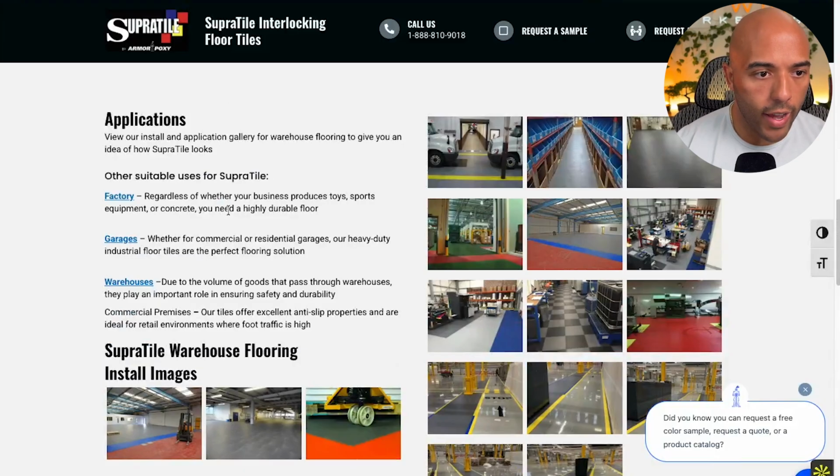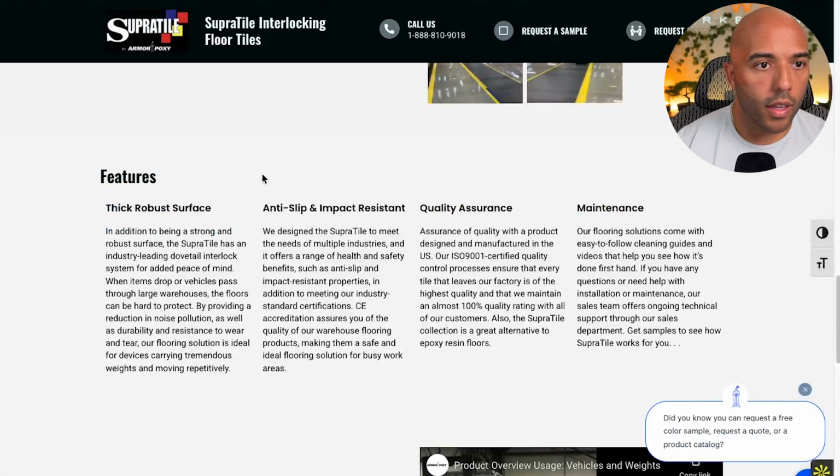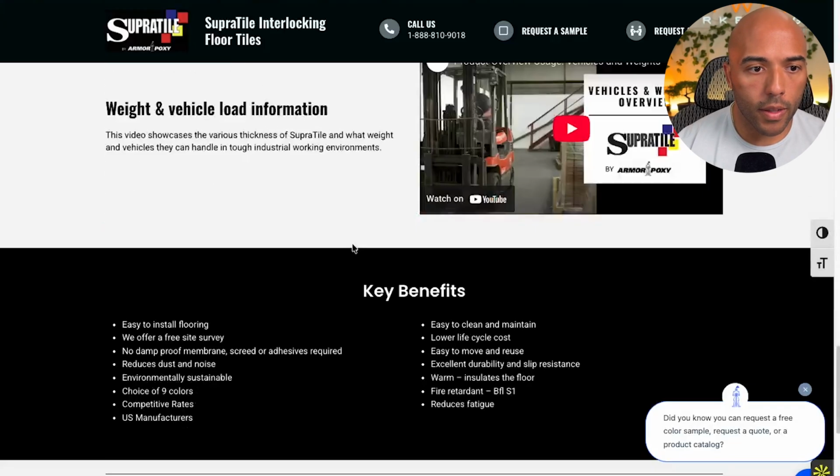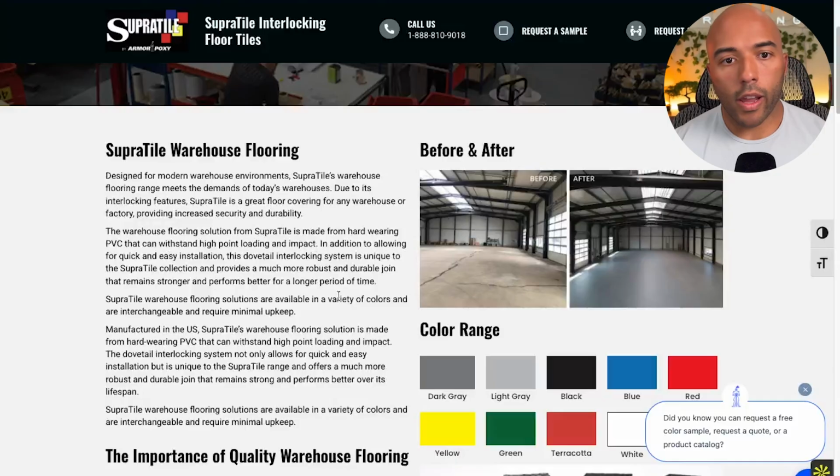Also suitable for factories and garages, and the features they have, like anti-slip. And this is all very important because they're trying to get someone that understands they have a problem. Maybe this is what their facility currently looks like, and what it could look like and how their product solves that.